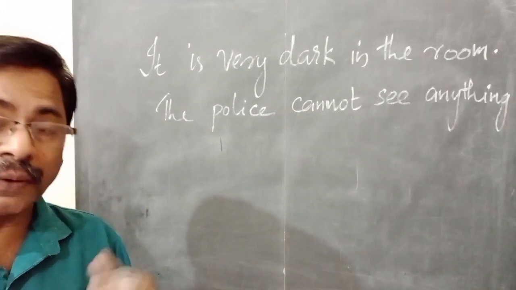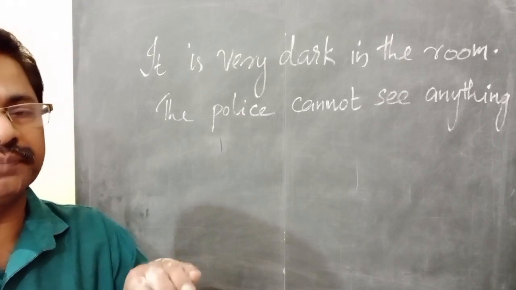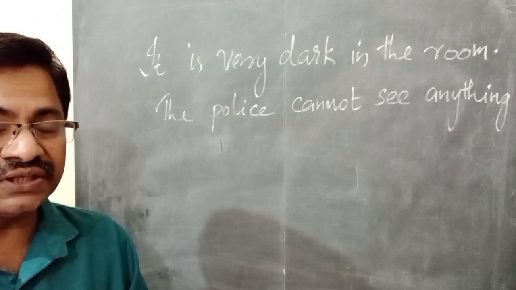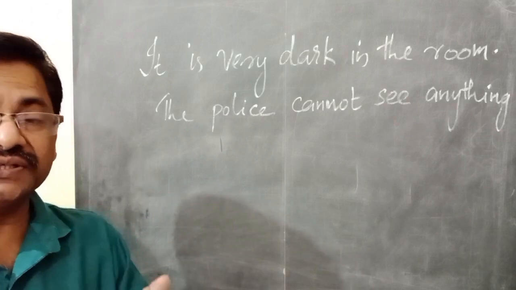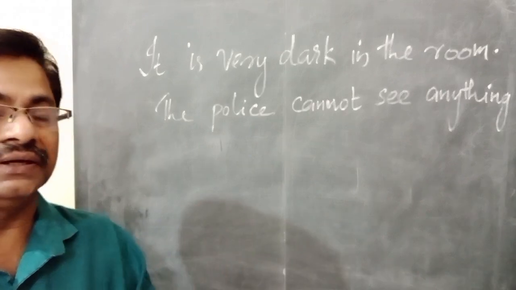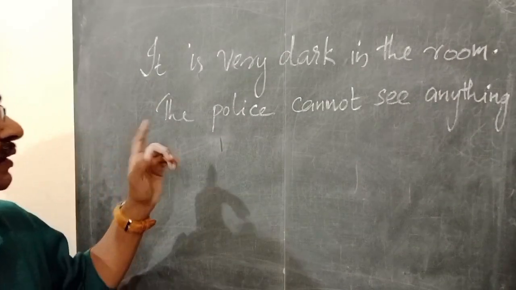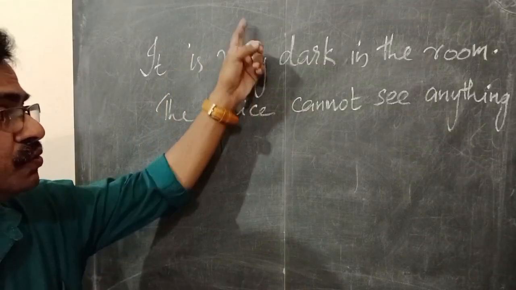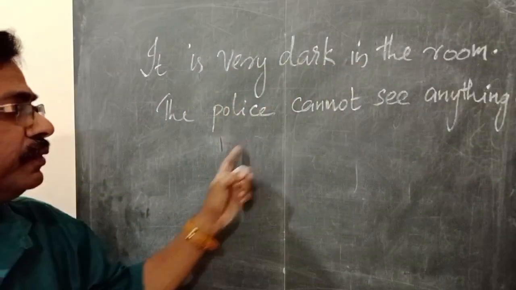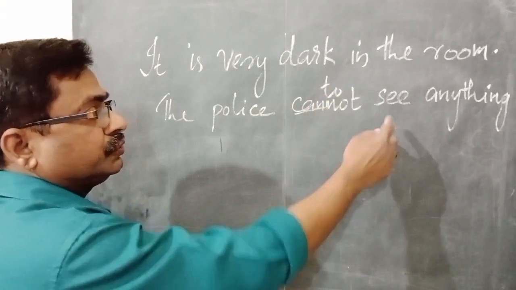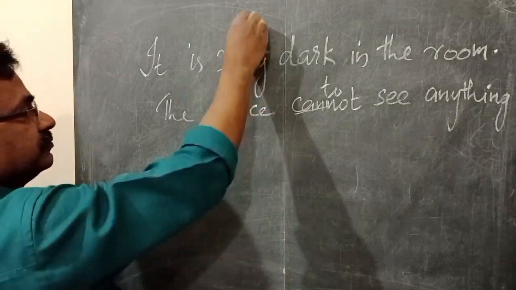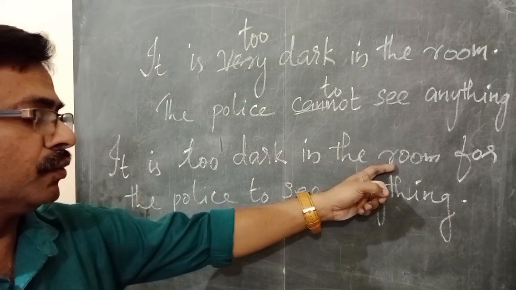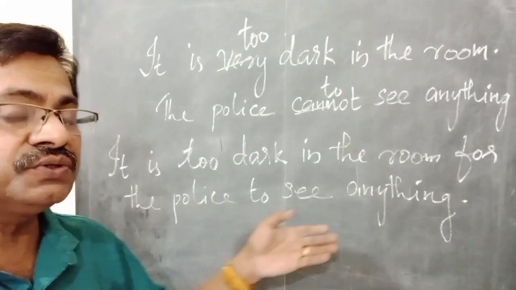But if it is a pronoun, the objective form of that pronoun should be used. If the subject is they, for them. If the subject is we, for us. If the subject is I, for me. In such a way you have to write. Here it is a noun. So the answer is: It is too dark in the room for the police to see anything.